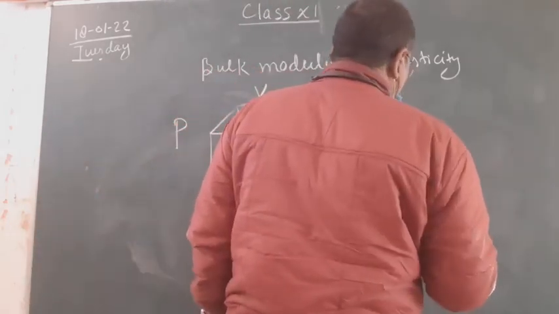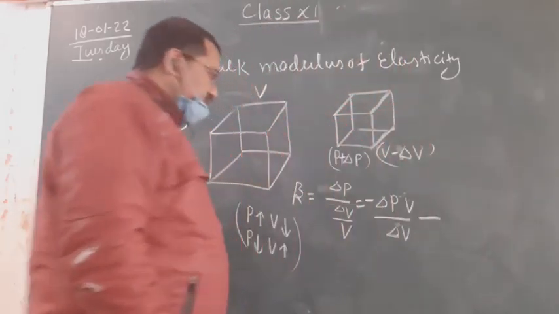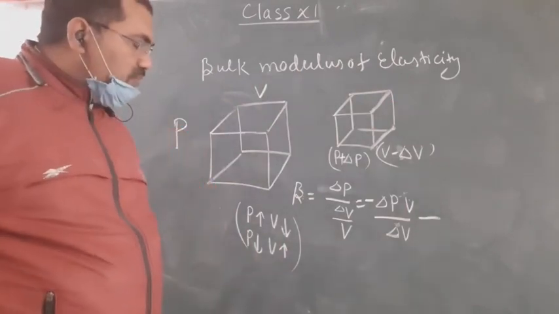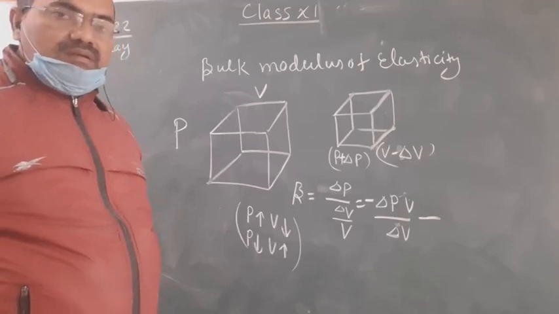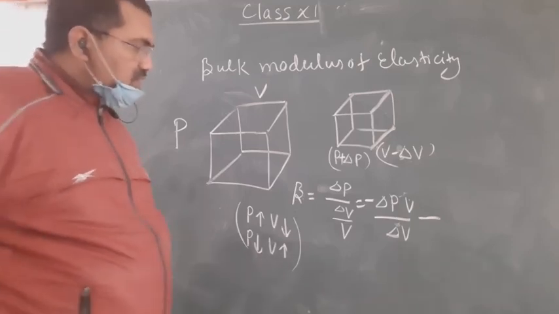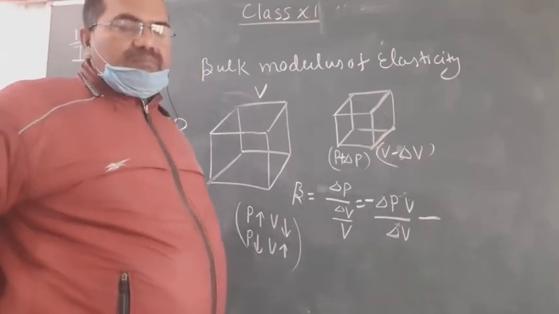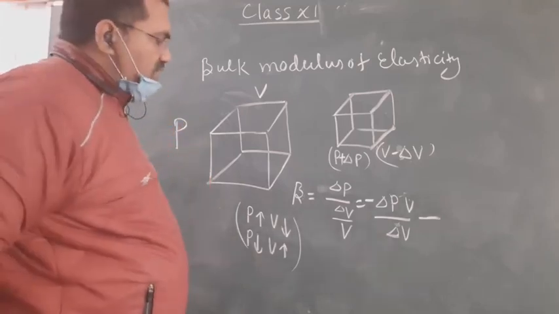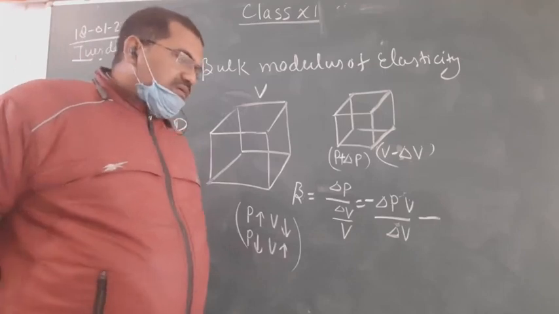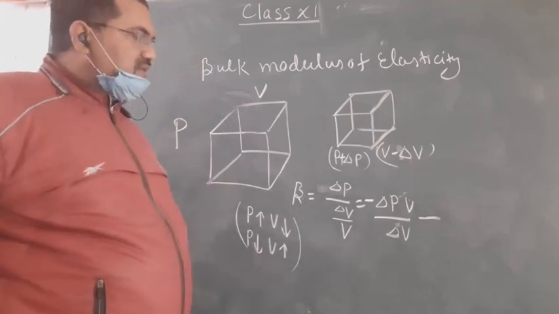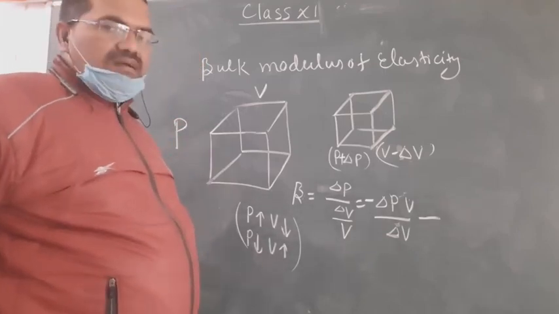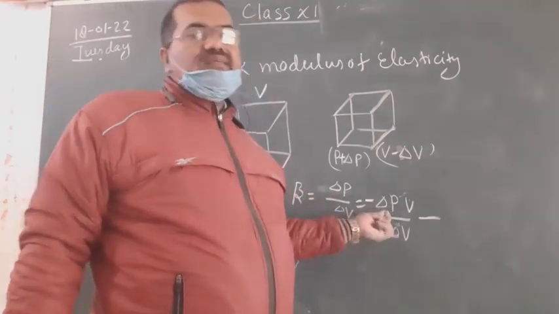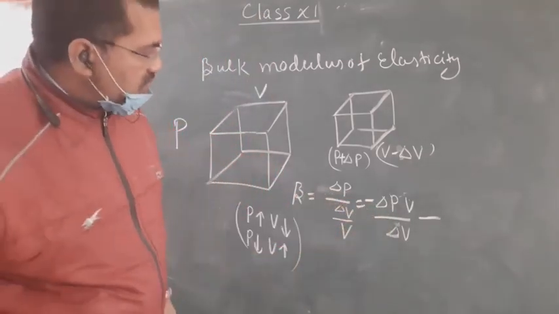So this is the bulk modulus of elasticity. I think you got my point. Bulk modulus of elasticity is change in pressure upon volumetric strain, that is delta V upon V, change in volume upon original volume. And the minus sign indicates that beta is always positive. So as P increases, V decreases, and vice versa.